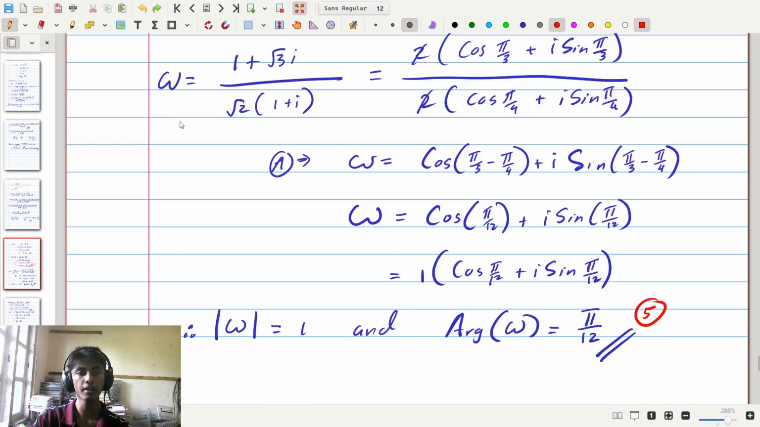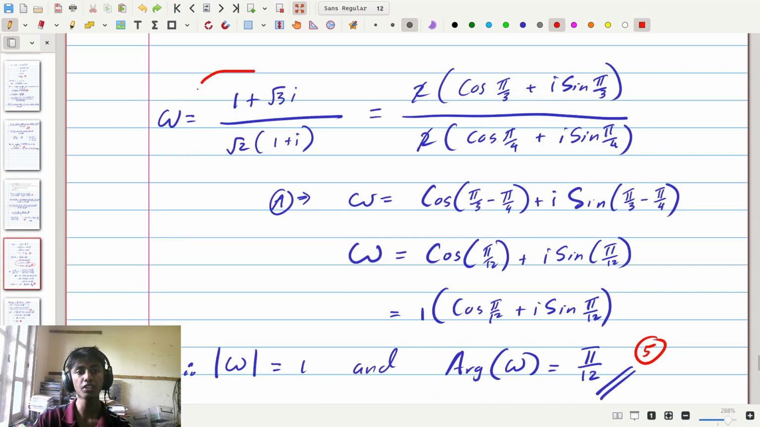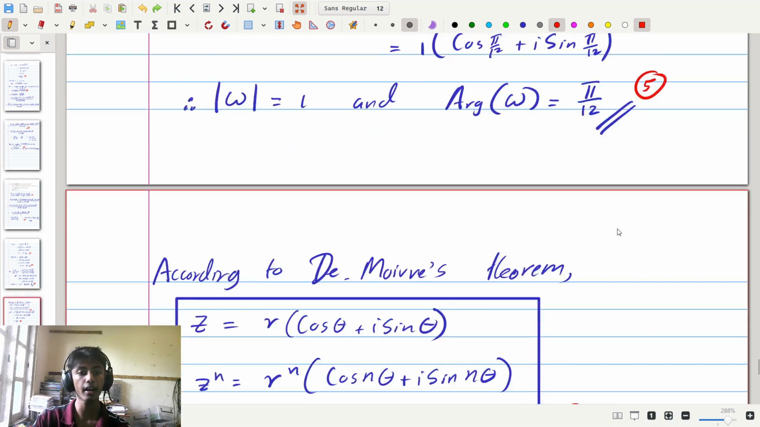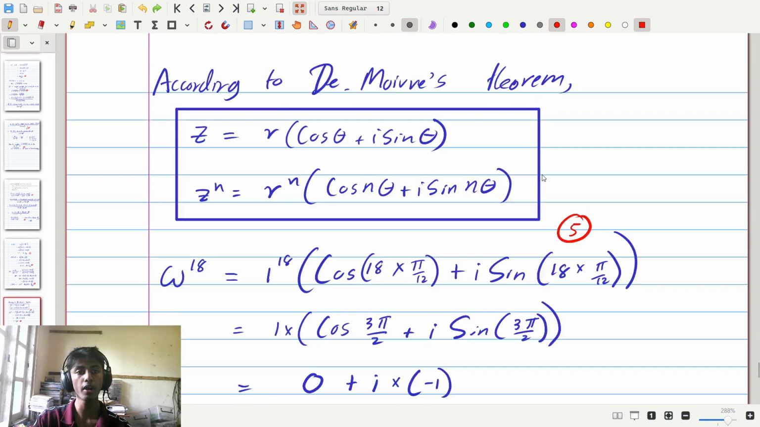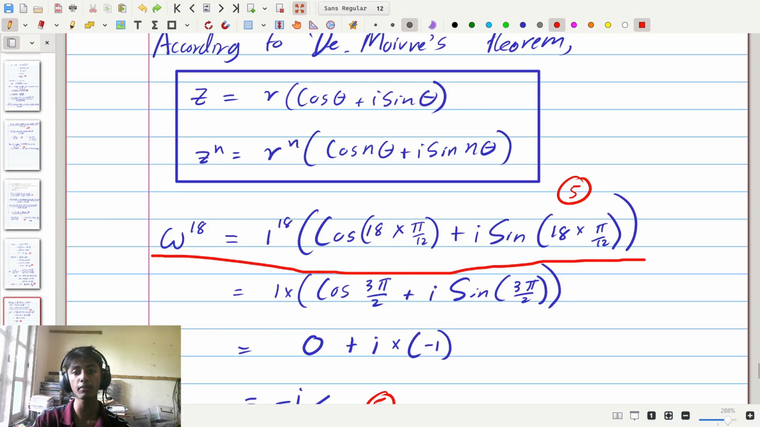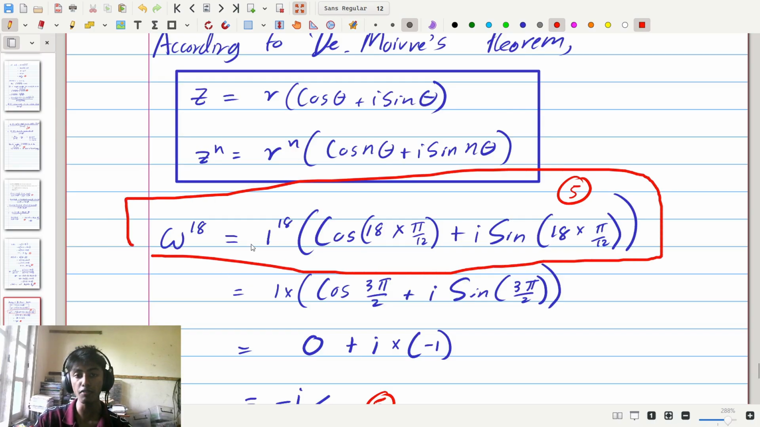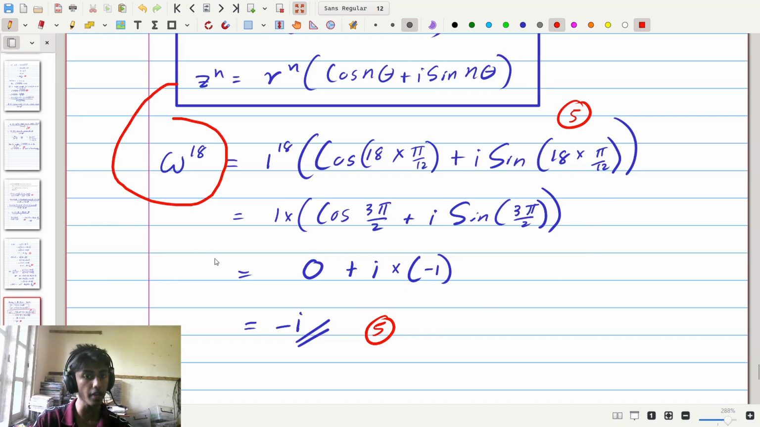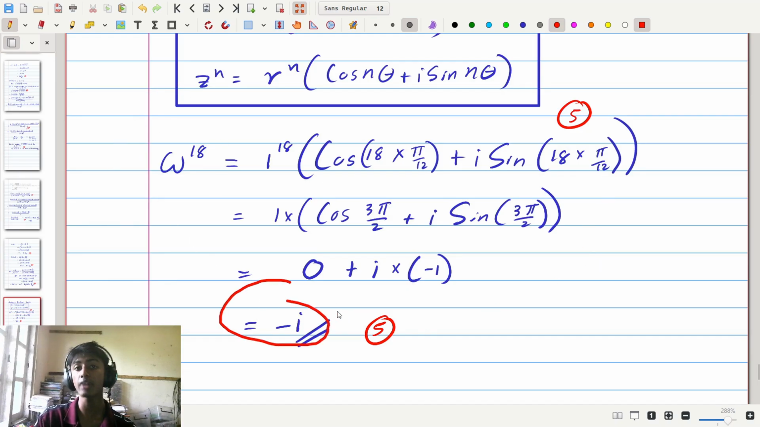After that, when you consider omega, which is equal to the first number divided by the second number, substitute in the values, and then simplify down to get omega's modulus being equal to 1 and arg of omega being equal to pi by 12, you get 5 marks for that. And in the second part, when you apply de Moivre's theorem like this, you get 5 marks. And after that, when you simplify down to get that answer of omega to the power of 18 is equal to negative i, you get a final 5 marks.